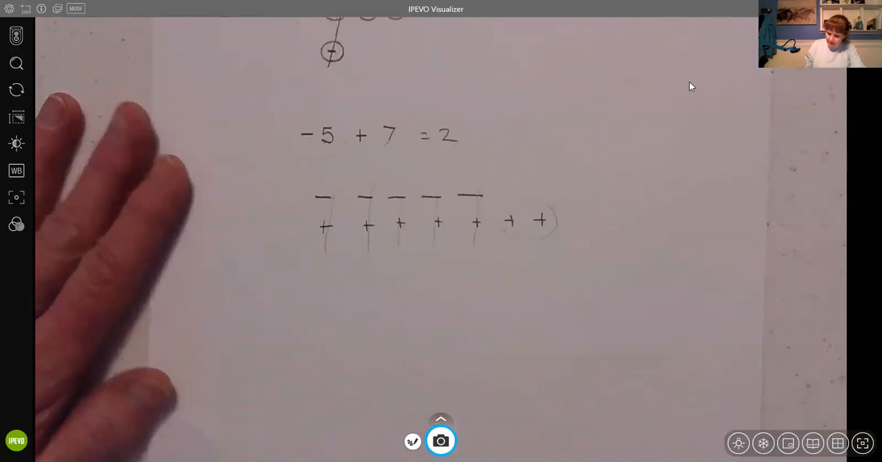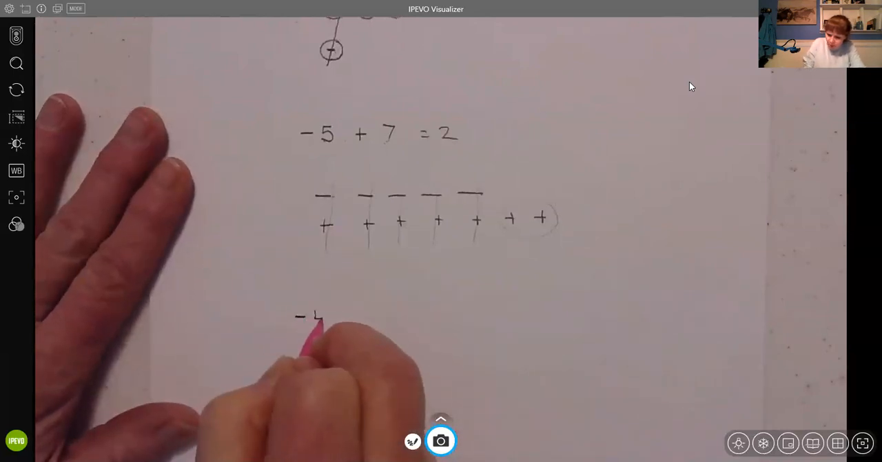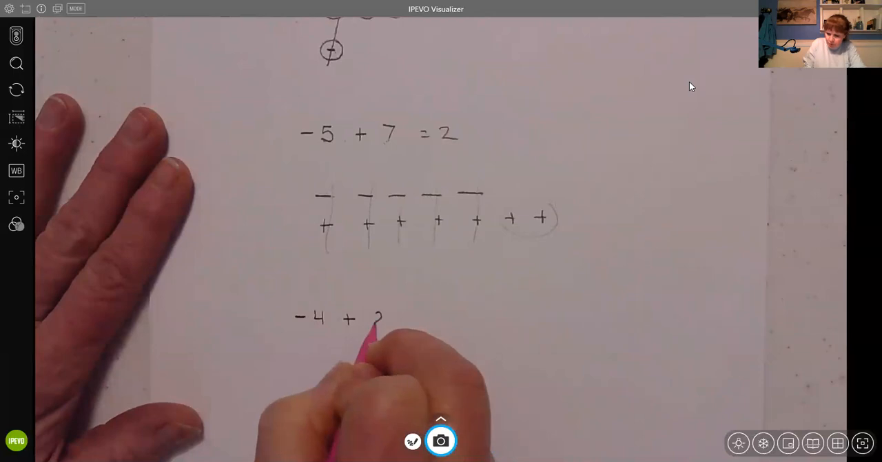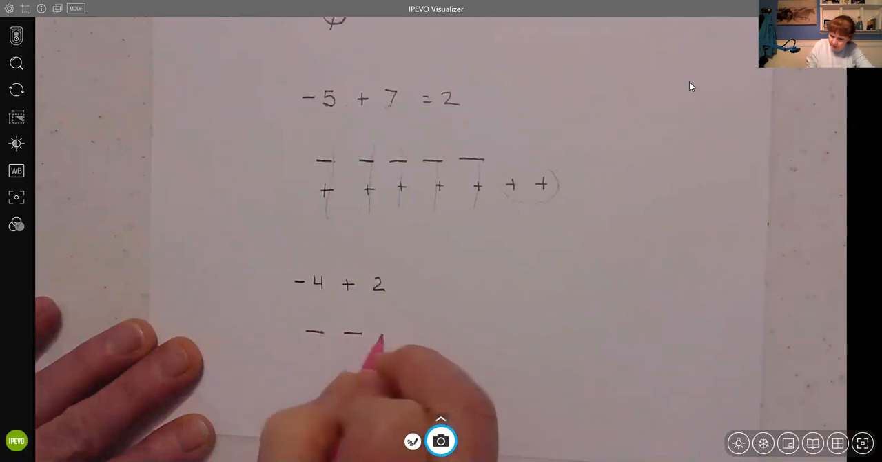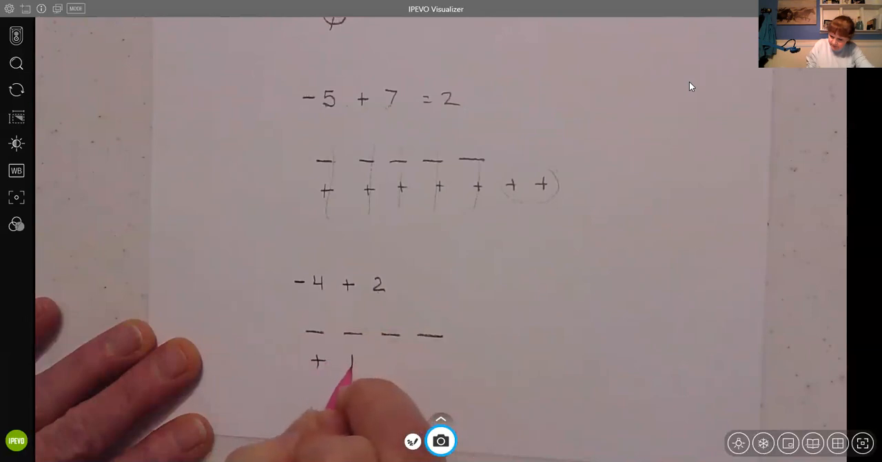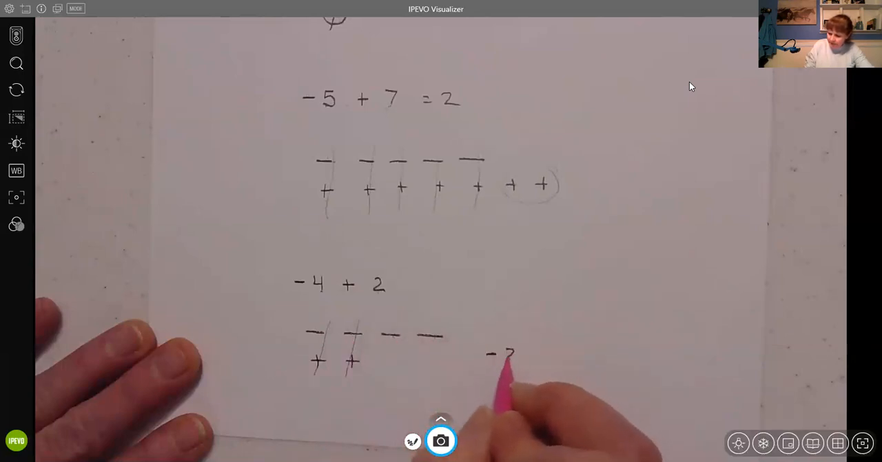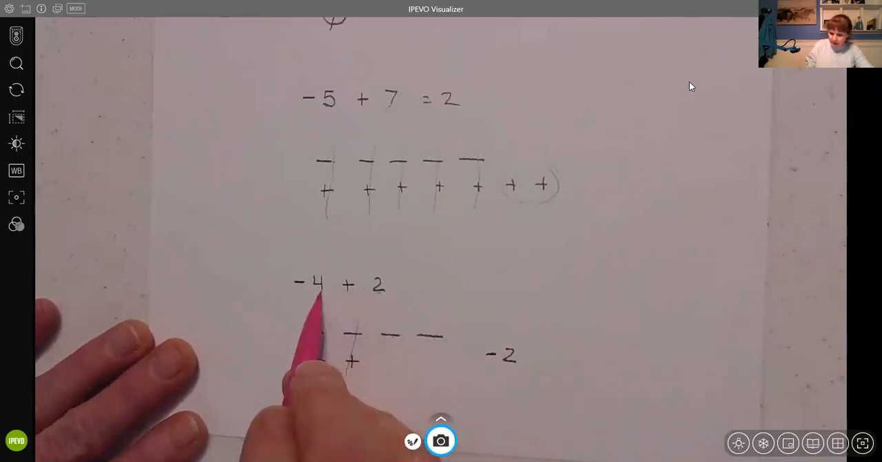All right, let's look at another one. Let's say I have a -4 plus 2. So I have 4 negatives, 1, 2, 3, 4 negatives, and I have 2 positives. Okay, these cancel out. So 2 of the positives are going to take care of 2 of those negatives, but I still have 2 negatives left. So your answer is a -2. 2 of those canceled with 2 of those, but you still have 2 of the negatives.